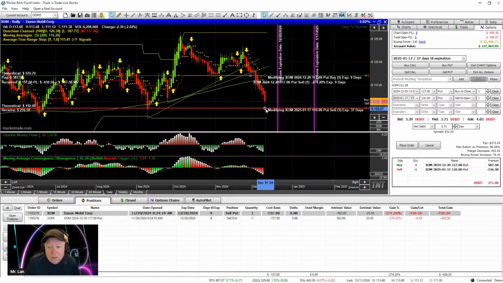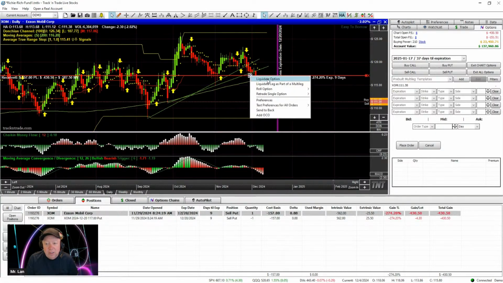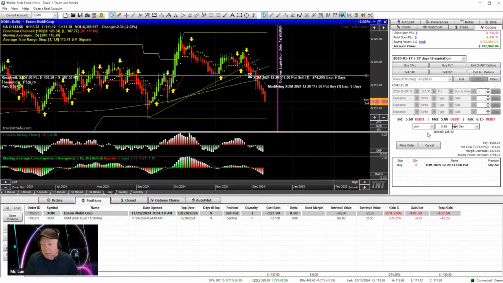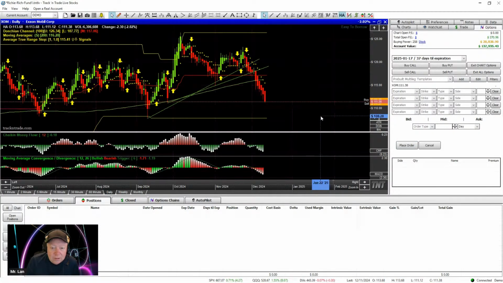That's no good. I think we're just going to have to take our lumps on this one. I don't want to own the shares way up there. We weren't paying much attention to that. Let's liquidate. Let's just take our hit.